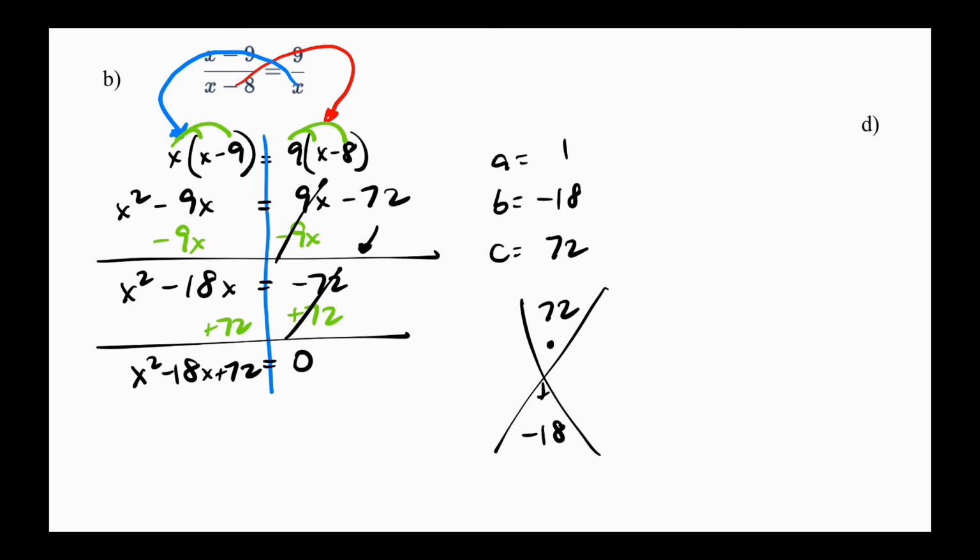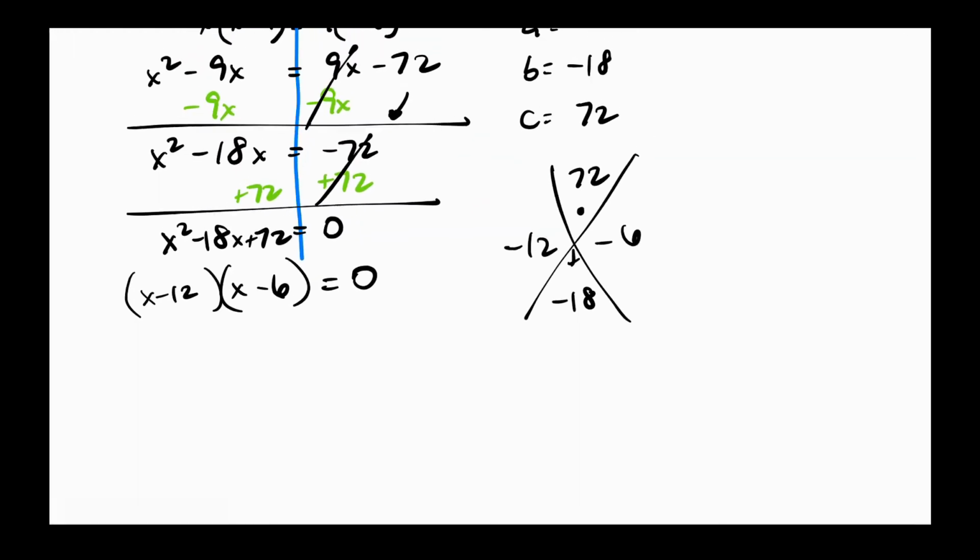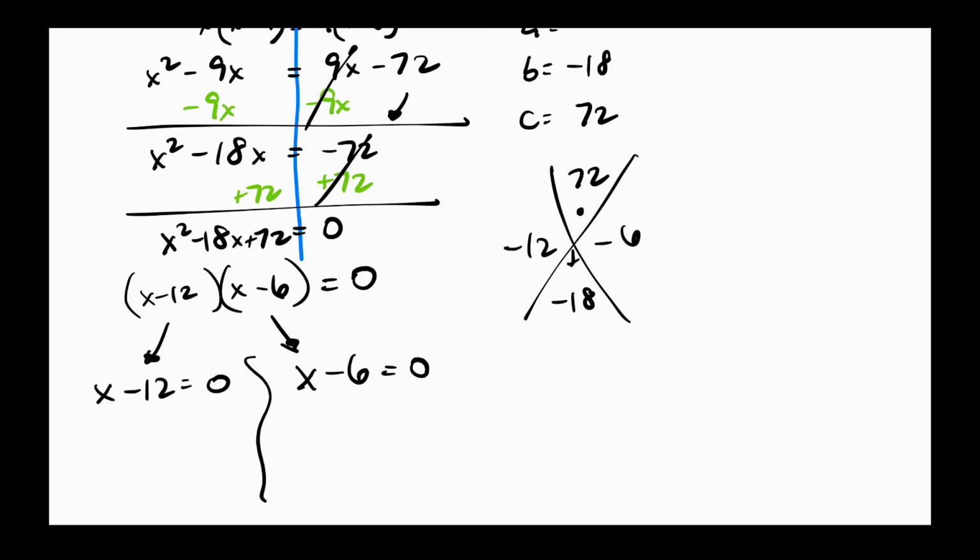Okay, so the two numbers that multiply to be 72 and add to be -18. Yep, -12 and -6. Yep, both negative. Okay, x minus 12, x minus 6. Separate and solve. Most of you guys can do this part in your head. You get 12 as one answer, and then you get +6 as the other answer.